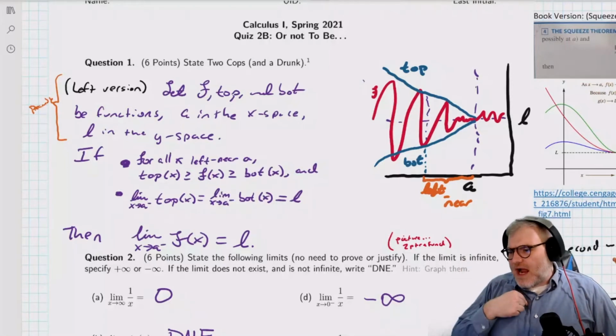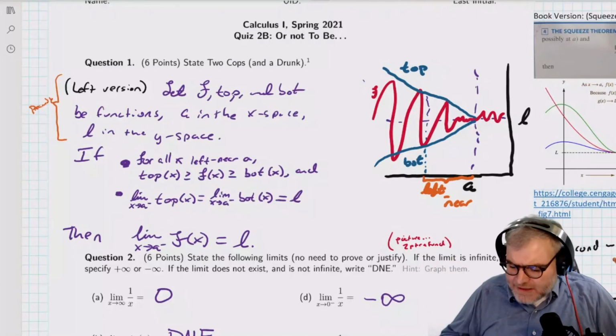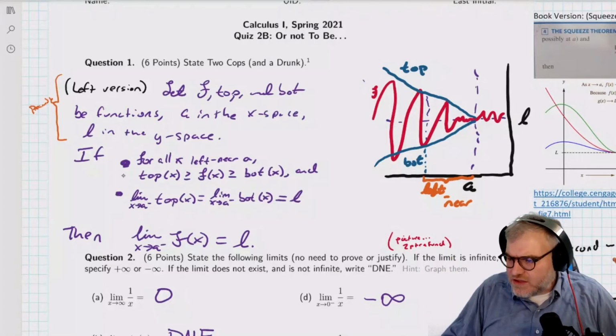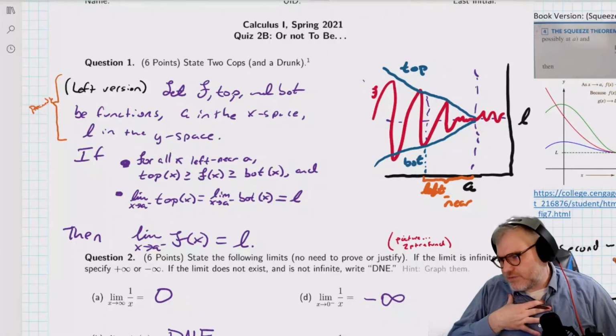What I memorize is the picture. I don't memorize the theorem. I memorize that there are two conditions and one conclusion, and then I memorize that there's this picture. That's what I do. Okay?